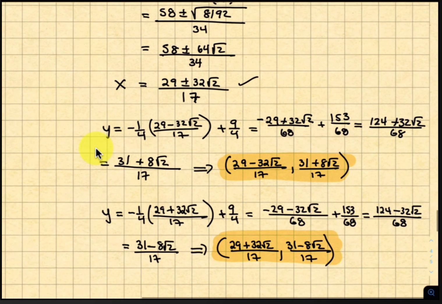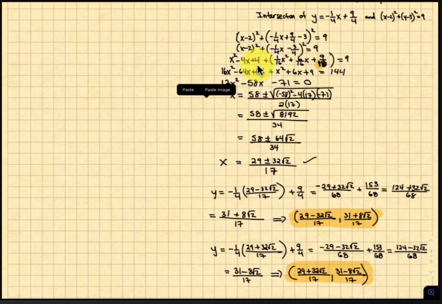So this is all of the work there. We plug that back into the negative 1/4 times x plus 9/4 equation, and you end up with (31 plus 8 square root of 2) over 17 for y. And then if you plug in (29 plus 32 square root of 2) over 17, you get (31 minus 8 square root of 2) over 17 for y. So these two highlighted ordered pairs are the solutions to the system of equations. And that concludes the video for the review of the Unit 3 test.